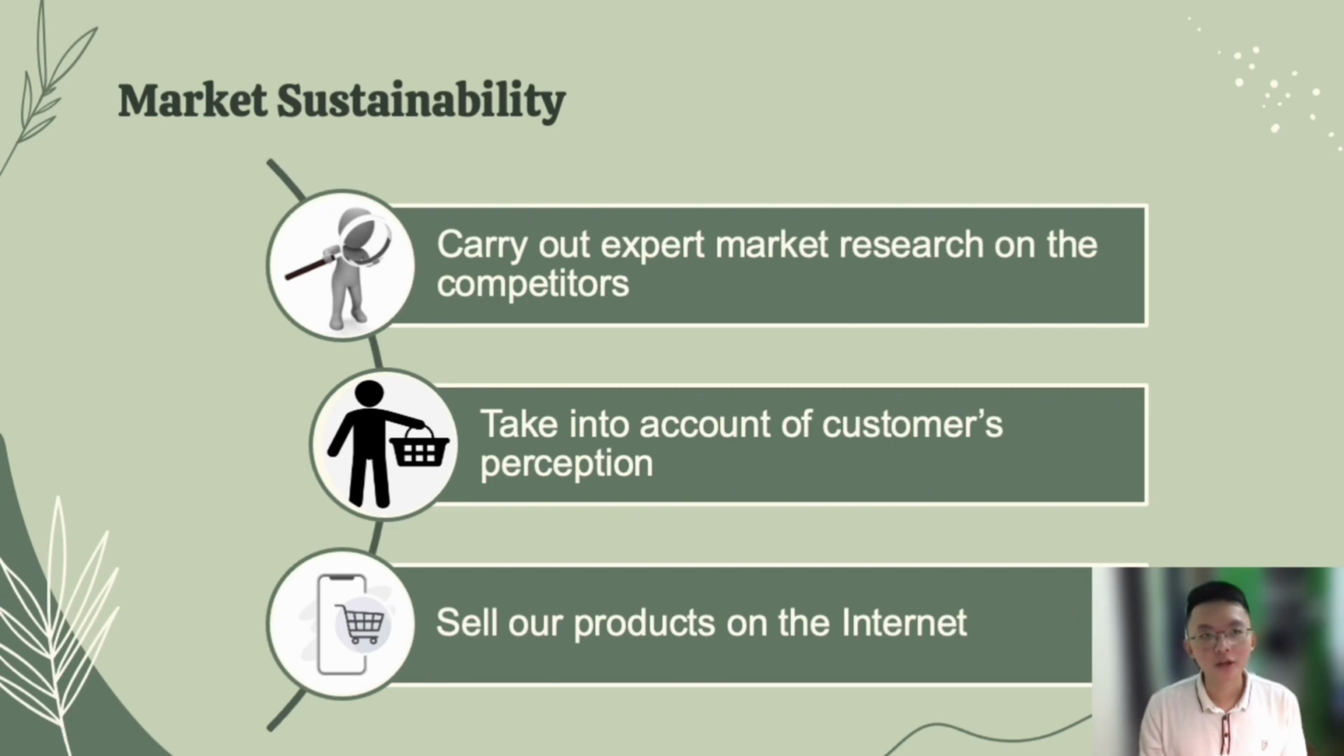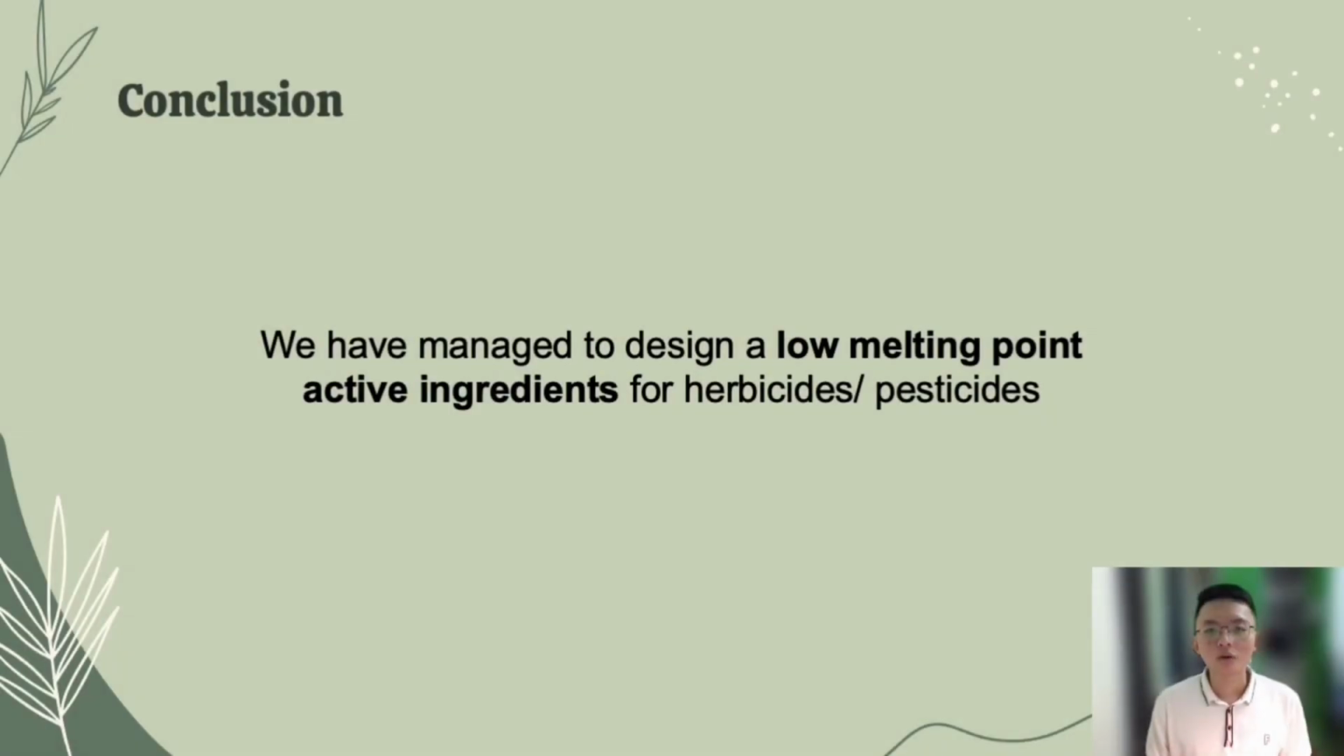In order for our product to be sustainable at the market, we will carry out the expert market research on the competitors. We will also take into account our consumer perceptions. Lastly, we will sell the products on the internet. To conclude, in these proposals, we have managed to design a low melting point active ingredients for herbicide and pesticides. And these proposals is also in line with the Sustainable Development Goals.